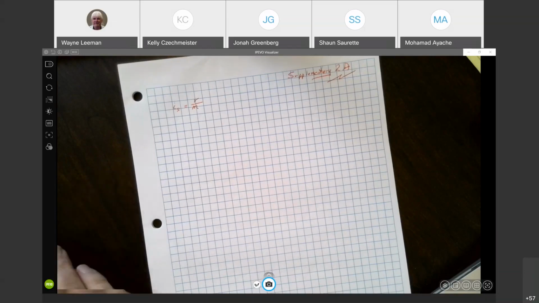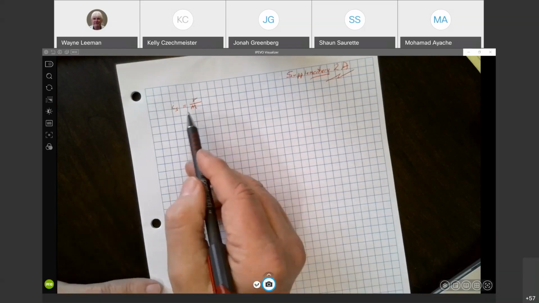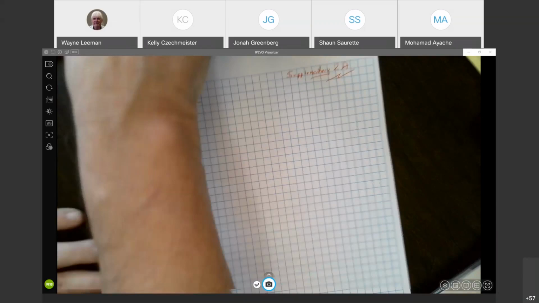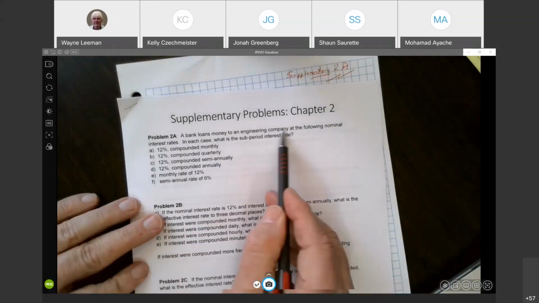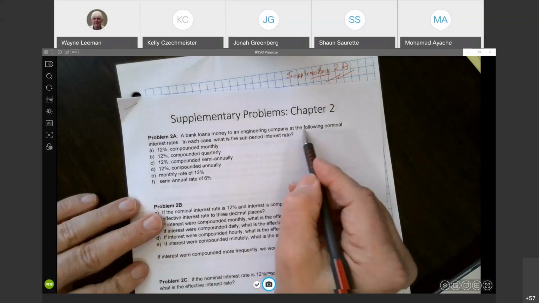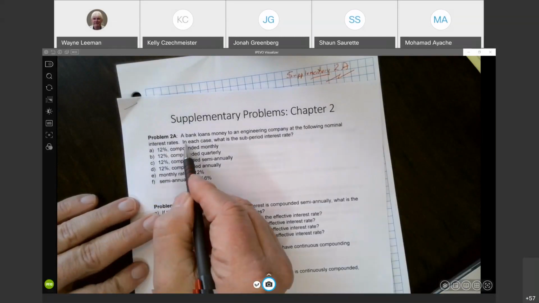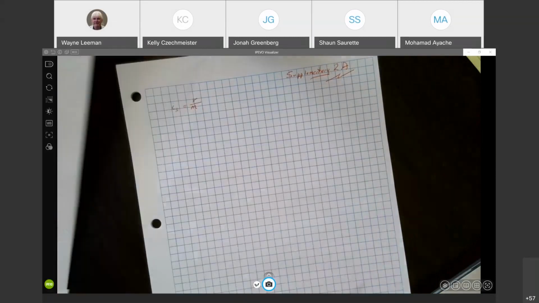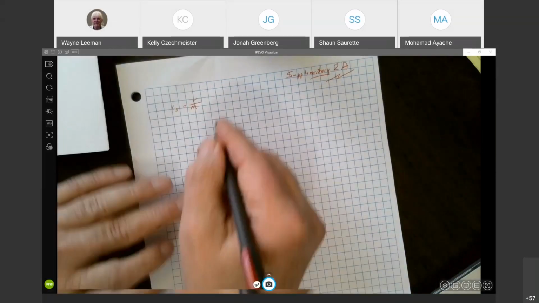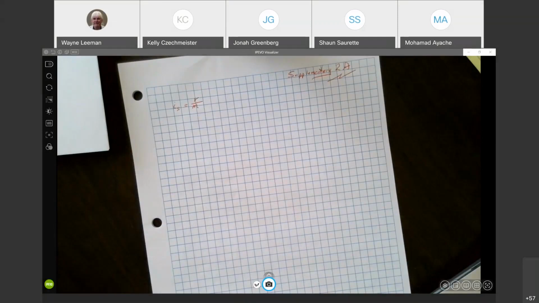So the sub-period interest rate is equal to the nominal interest rate, which is what we've been given in this question. Recall the question here. Company at the following nominal interest rates, in each case, what is the sub-period interest rate? So pretty direct. Because we're simply dividing, we can work it with percentages if you're inclined that way.